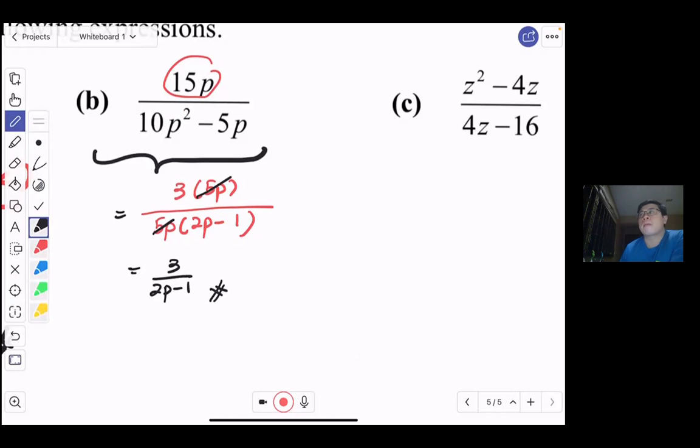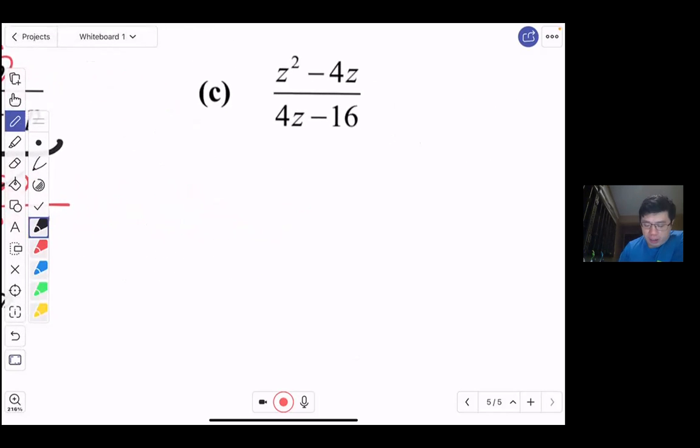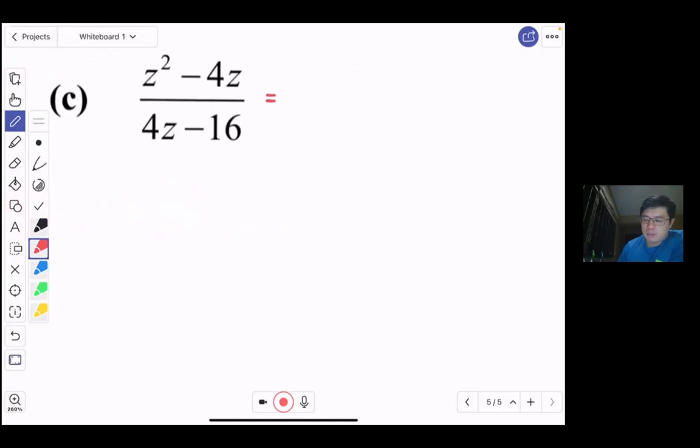Okay, so let's go to C. When I go to C, again, I want to factorize and pull out common factors from the top and bottom to cancel off. In order for me to do that, remember, always first step, number 1, you always try to factorize. Just a reminder, you always factorize the numerator and denominator first. This is what we call simplifying algebraic fractions.